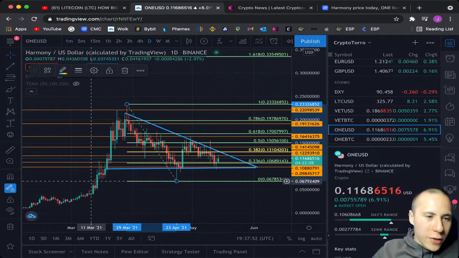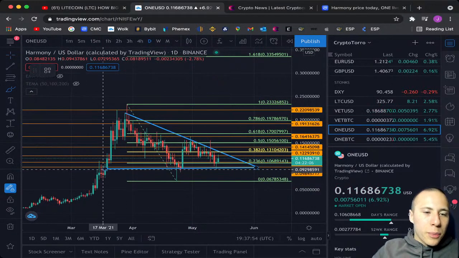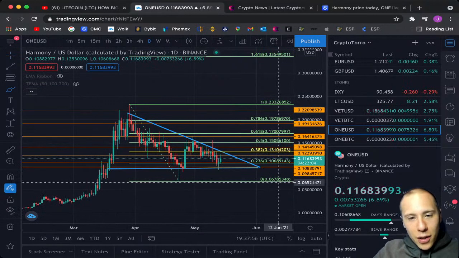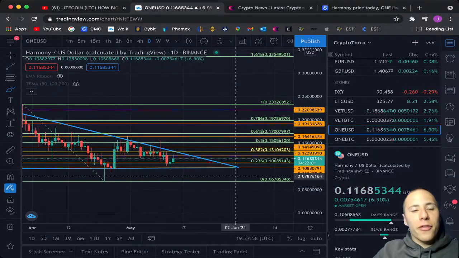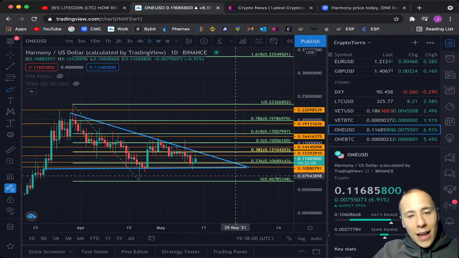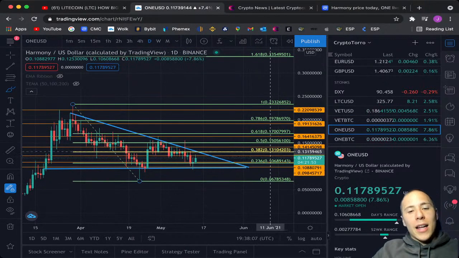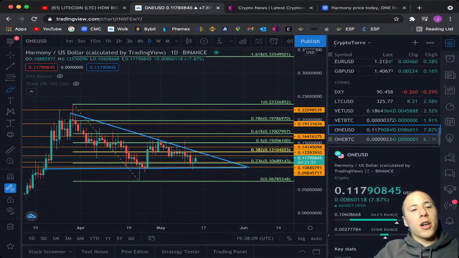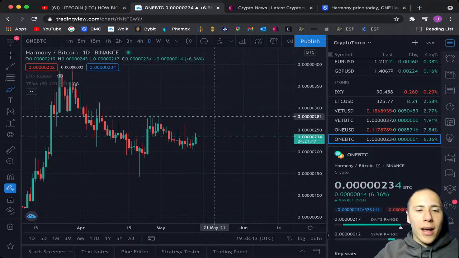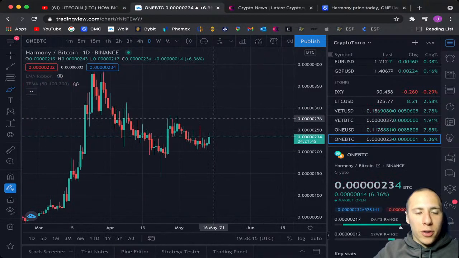And if I look a little bit further down, yes, it also served as previous support as well. So I think this is a good level to take a look at if Harmony will be heading even further down, and that would be at approximately 0.067 cents. So that's the thoughts about Harmony at this particular moment compared to the US dollar on the daily chart. And I will be switching over immediately towards Harmony compared to Bitcoin.